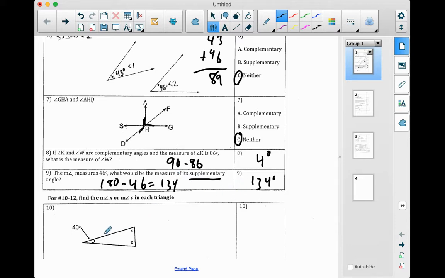Okay. For number 10, I got to use the fact that these are both labeled X, which means these are both the same size. Okay, I know all three angles in the triangle add up to 180. So if I subtract out the 40 for that angle, that leaves 140. So these two together are 140. If they're the same, that means I can divide 140 equally into two pieces, which gives me 70. So X is 70 degrees. 70, 70, and 40 make 180.